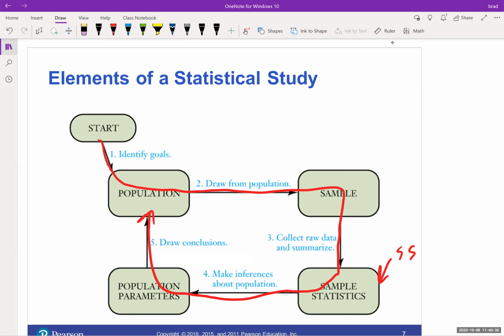I want to talk to you about that real quick. So what they're saying is you identify the goals that you want to talk about in the population. But obviously, let's say you're trying to talk about all Americans, right? You want to talk about all Americans. Well, there's no way that there's enough funding or enough time to interview and gather data on 350 million people, or however many people are in the United States.